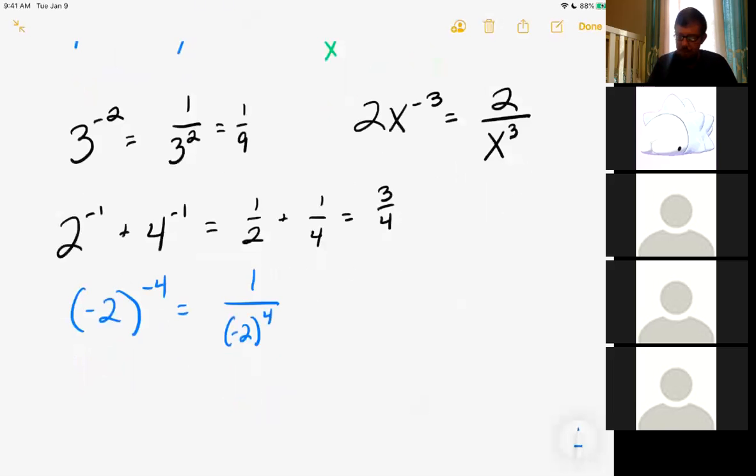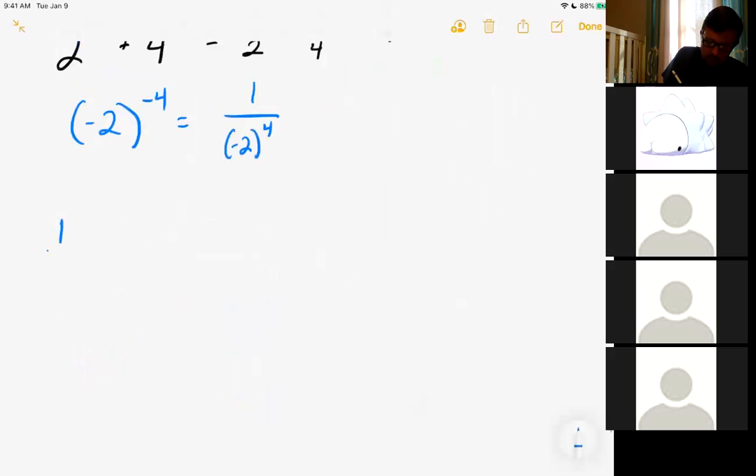Okay, what about the other way? Any guesses what that would be? It would be negative x? No? The base doesn't change, only the exponent does. So I put it up in the numerator, x to the positive third power. The base doesn't ever change, only the exponent.